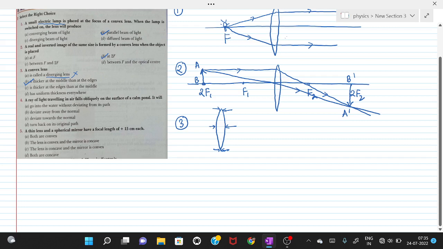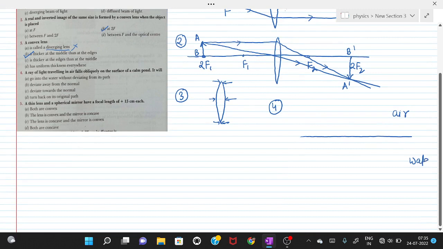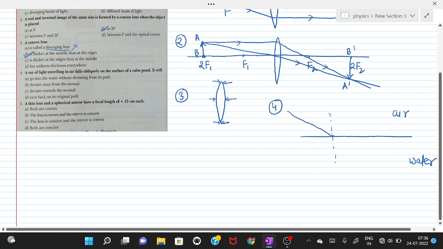Now read question number 4. A ray of light traveling in air falls obliquely on the surface of a calm pond. It will... okay, so for question number 4, first let's draw a diagram. Let us suppose it is air and below here is water. We know that between air and water, the refractive index of water is more, so water is a denser medium and air is a rarer medium, and the light is going from air into the water. And when light goes from a rarer medium to a denser medium, it bends towards the normal.